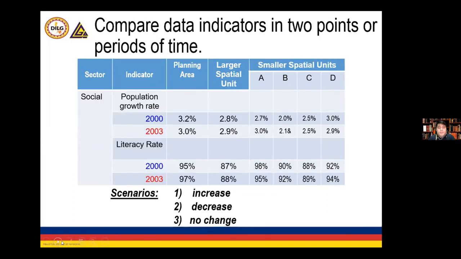Okay, now, you can also compare indicators in 2 points or periods of time. Diyan papasok yung temporal na indicators natin. So mahalagang makapture natin. For example, meron bang increase? Meron bang decrease? Or walang pagbabago? So these are the kind of analysis that we can easily have if all these data are available.